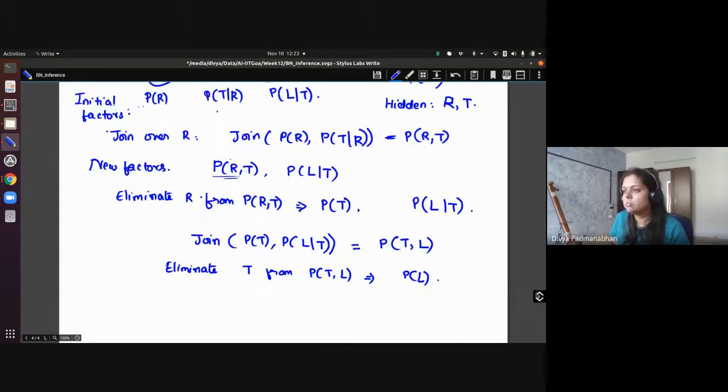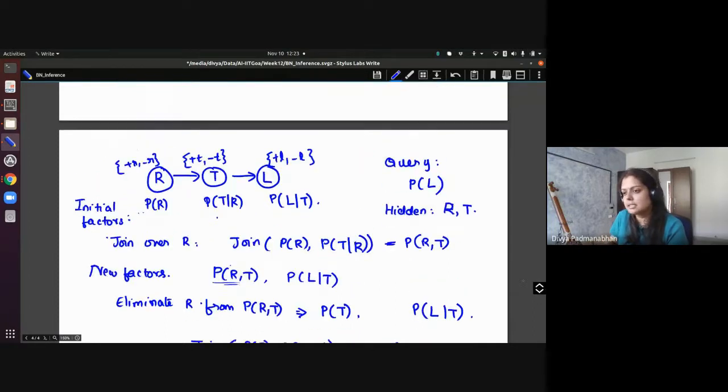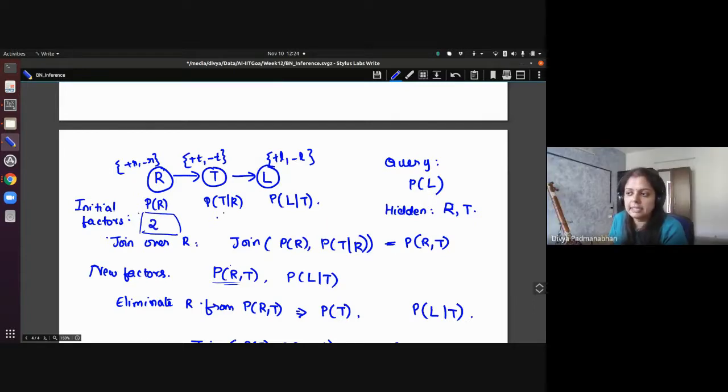Okay, so let us see one other possibility, or maybe let's just analyze this first. Here you did a join over R. Initially, let's see how many entries there are in each of these tables. In P of R, how many entries would this table have? All these are binary valued. So two values. What about P of T given R? Four. This has 4 values. And P of L given T also has 4.